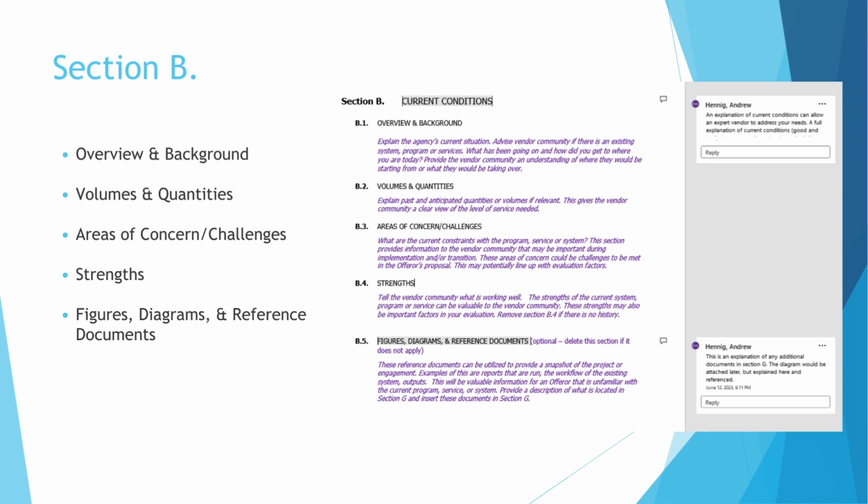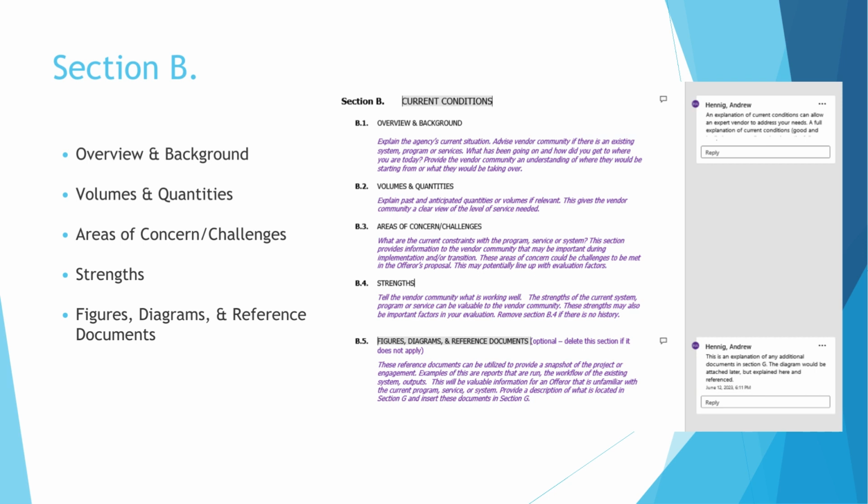Areas of concern and challenges. This information not only will be important during implementation to avoid hidden issues, but it will also be important for a vendor to provide a proposal that fits your overall need. This would also align with evaluation factors. We would want to know how an offerer is going to overcome or fix our concerns and challenges.